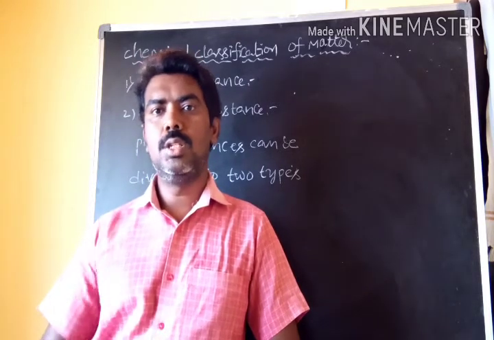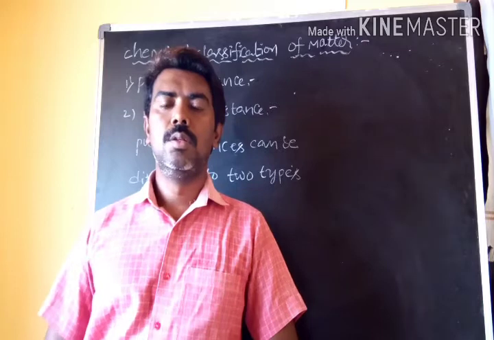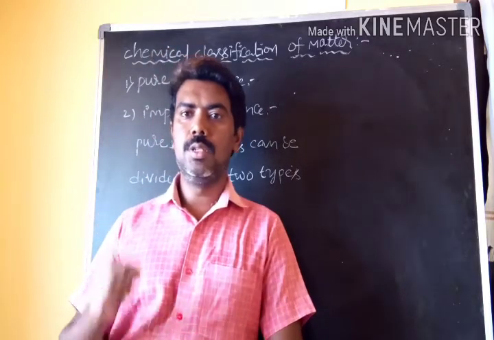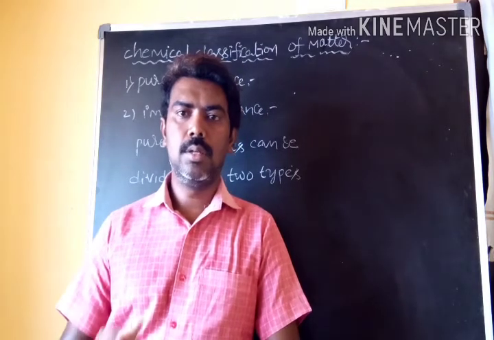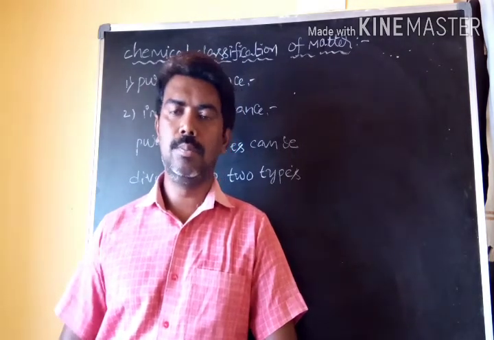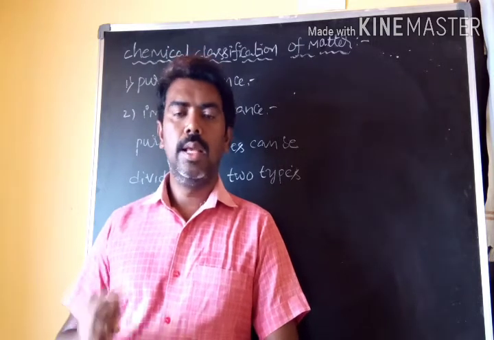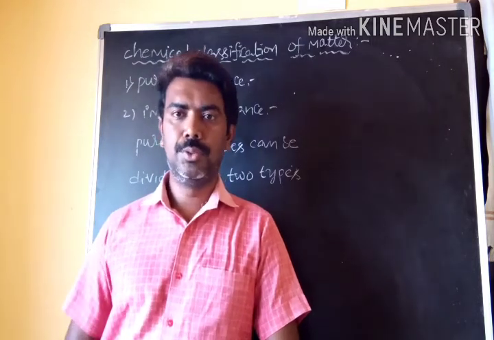Later on, the definition was shifted. Okay. So an element is a pure substance. It is made up of only one kind of atoms. What are the examples? Hydrogen, lithium, beryllium, etc. Okay. Next, the classification of elements.